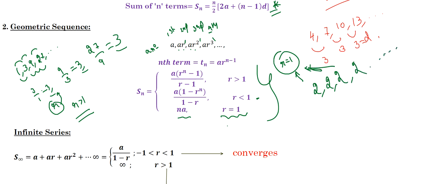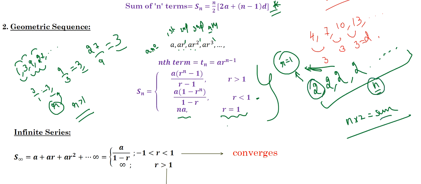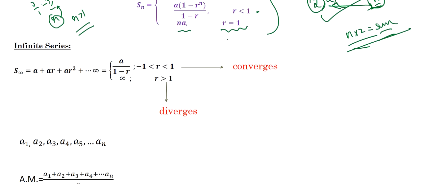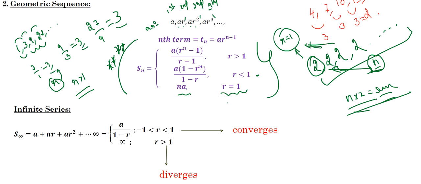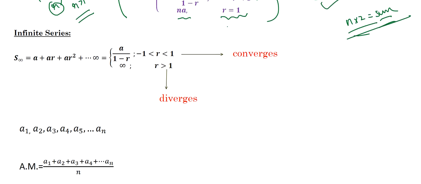So 2, 2, 2, 2, 2, continuously I will have n number of 2's. So n number of 2's means n into 2 is going to be my sum. So that is n into the first term, which gives me the sum value. Just n number of 2's are there, so if I multiply n and 2, I will get the summation value. Just remember, note it down, and note down all these formulas properly.